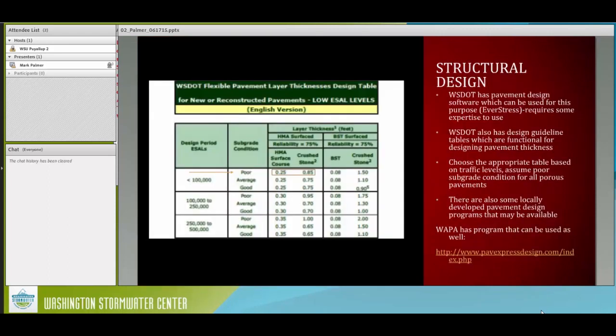There's a lot of different ways we can go about this. There's some guidelines that could be used. WashDOT has some pavement design software called Everstress, which unfortunately I have not been able to get to function on my computer.